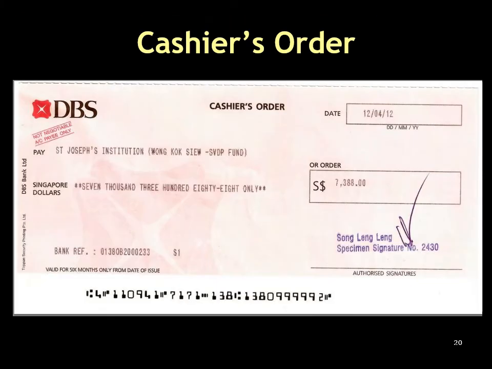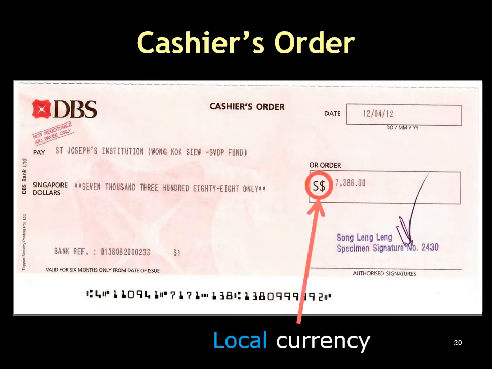This is how a cashier's order looks like. This cashier's order is issued by the best bank, paid to St. Joseph Institute, right? And the amount is 7,388, and signed by the bank's officer. Take note, this is in local currency.